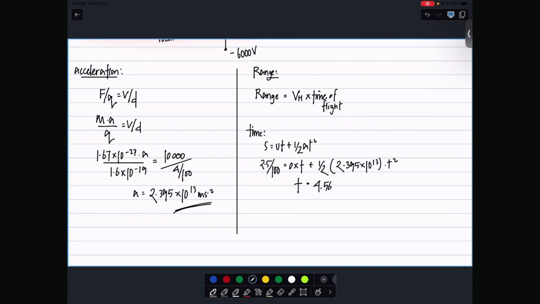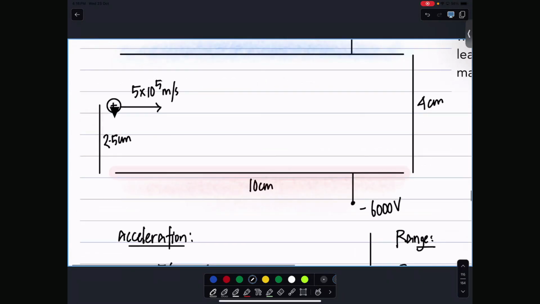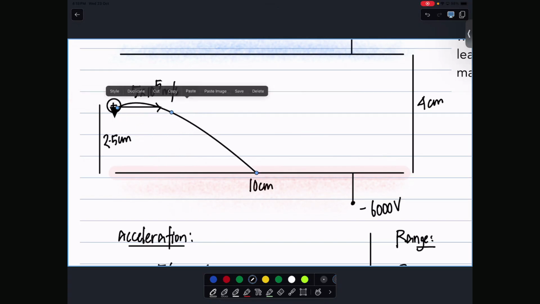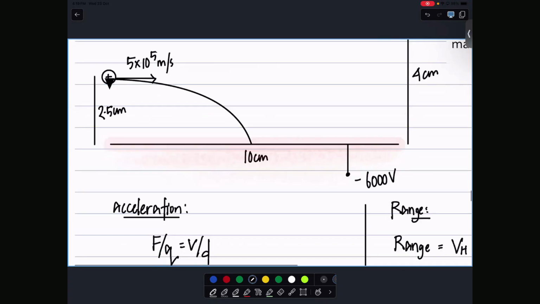So 0 into t plus half times that acceleration, 2.395 into 10 to the power 13 times t square. By doing this math, you'll find the time of flight is a really small number: 4.569 into 10 to the power minus 8. That's the time taken by the particle to hit the plates. But if you remember from your AS, the time needed for the particle to go down is the same for all of them. Why? Because what brings the particle down? The acceleration, and the acceleration is the same for all of them. The height fallen is also the same for all of them, so we can use that to find the range.